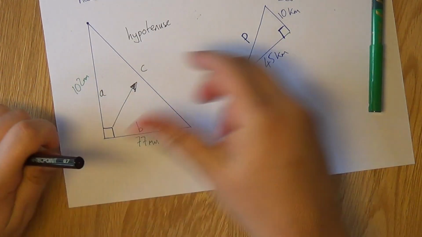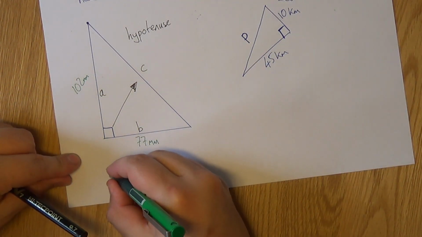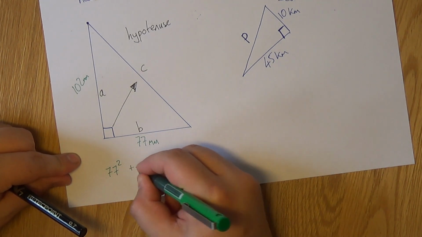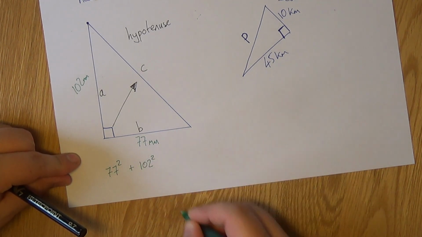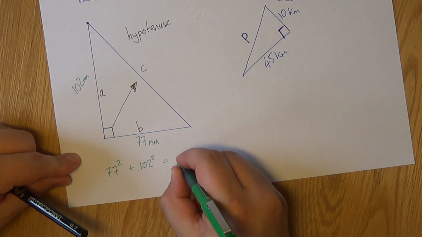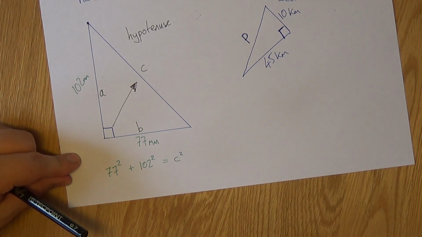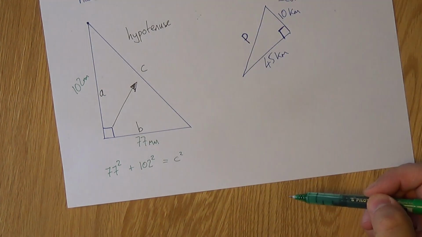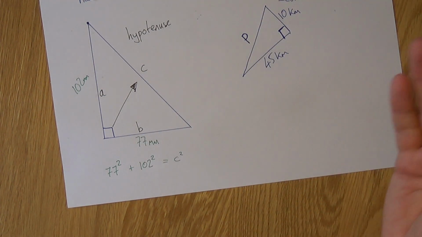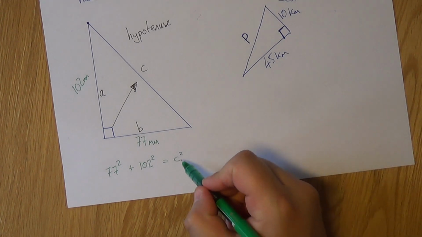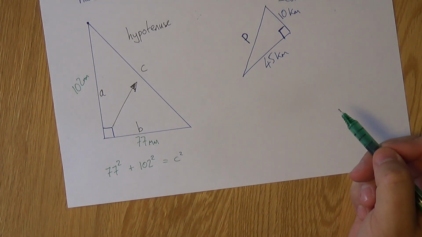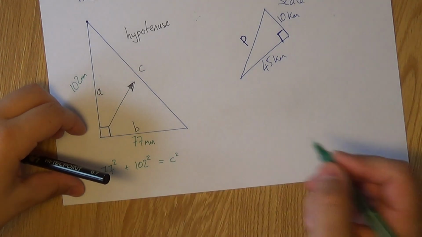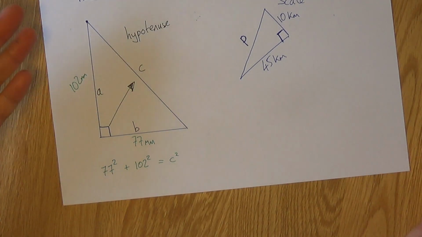If I square these to find the area of a square that would sit on their edges and add them, that must equal whatever C squared is, that square. But I don't want to know the area of the square, I want to know the length. And you have to recall how to get back from an area of a square to its length. What operation gets rid of this square? It's the square root.